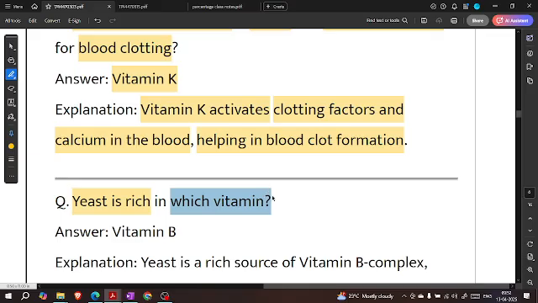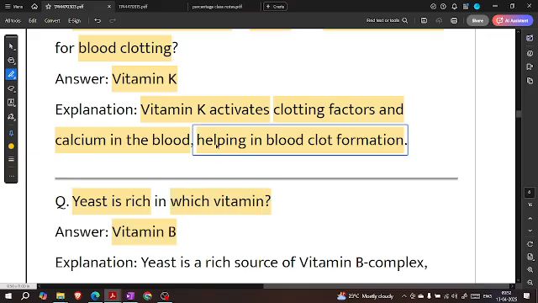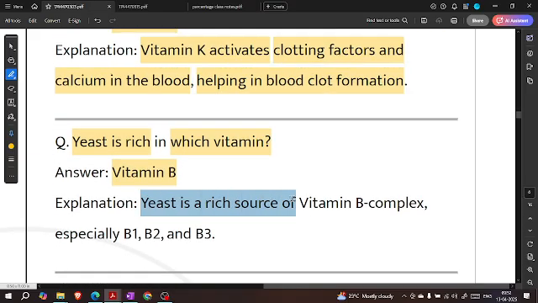Yeast is rich in which vitamin? Vitamin B. Yeast is a rich source of vitamin B complex, especially B1, B2, B3.